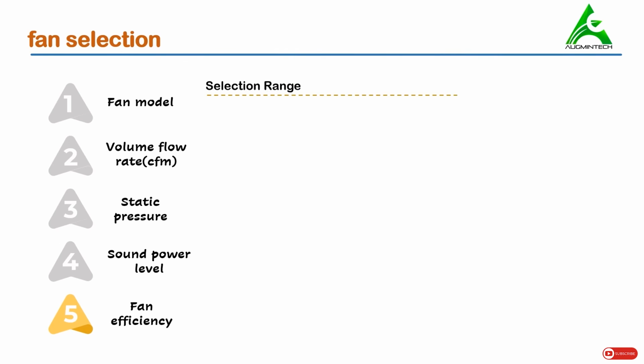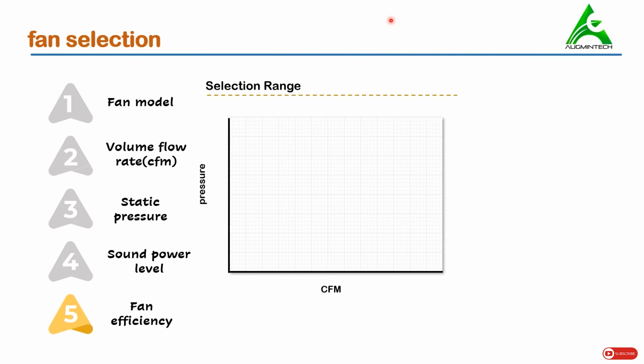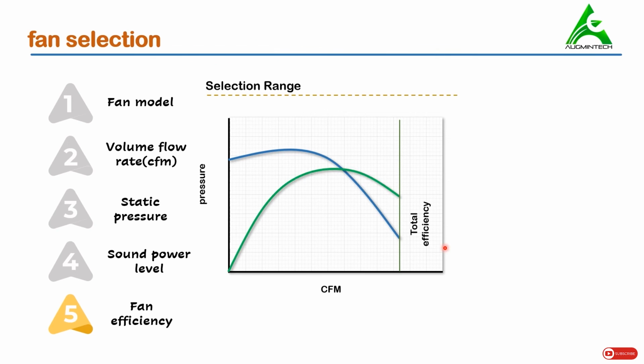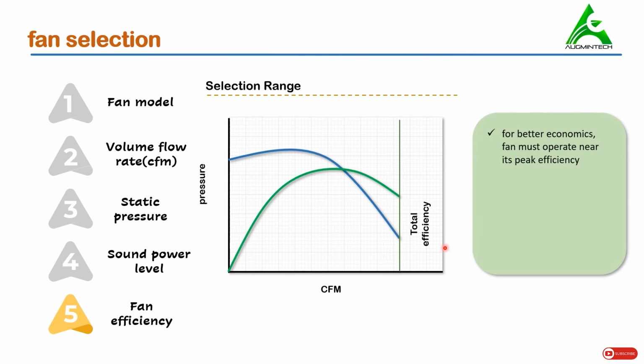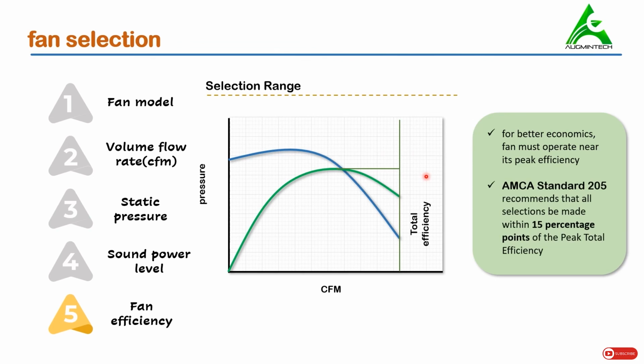Now the fan selection range as prescribed in fan performance curves. This is the fan performance curve where we have CFM and pressure, and this is the fan curve. Now here we'll draw the total efficiency curve. For better economics, the fan must operate near its peak efficiency. As we already know, the efficiency has to be maximum in order to have better economics or lower running cost. So this is the position of maximum efficiency. So we'll draw a line from here till the total efficiency axis.